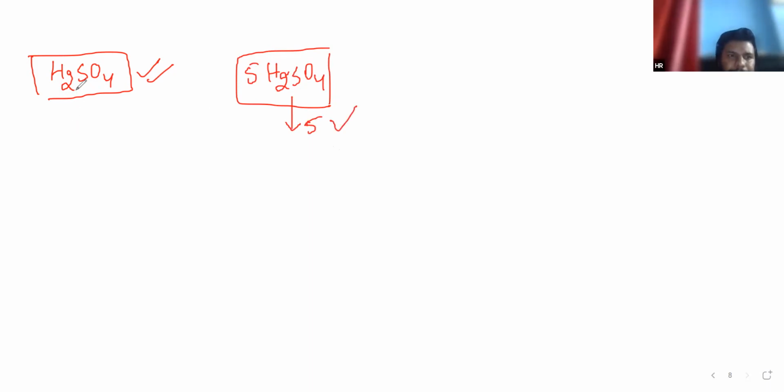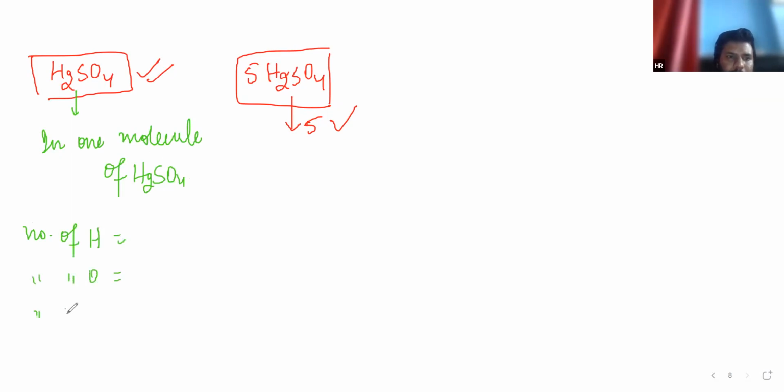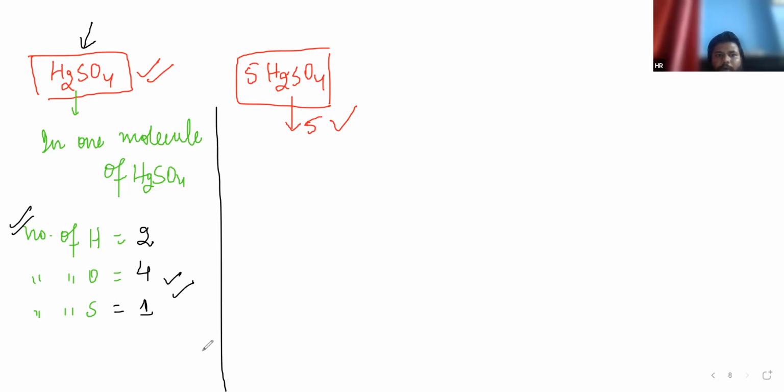Now, just see. In one molecule of H2SO4, tell me the number of hydrogen atoms, the number of oxygen atoms, and the number of sulfur atoms. How many hydrogen atoms are present in H2SO4? 2. Very good. How many sulfur atoms? 1. And how many oxygen atoms? 4. O is not 1. Azza, how many oxygen is present?